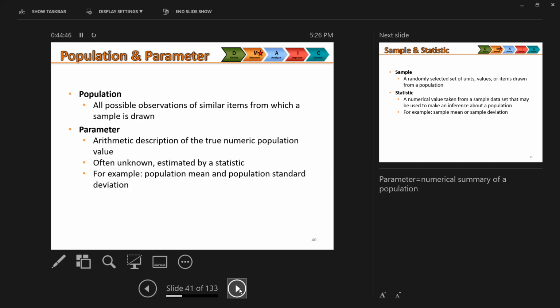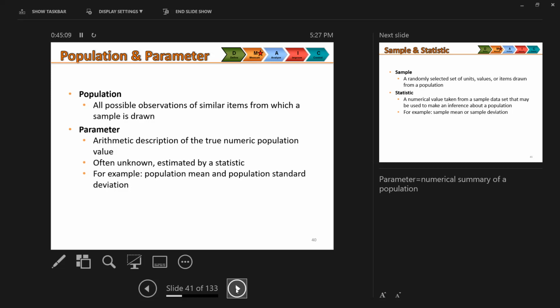And then a parameter is an arithmetic, so a math description of the true numeric population value. It's often unknown. It's estimated by a statistic. For example, population mean and population standard deviation. Those are things that I may not know, and they're often estimated.